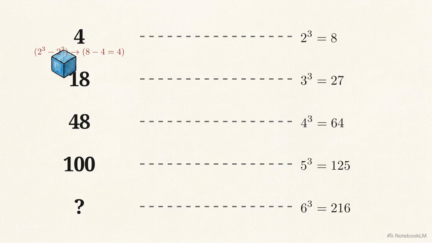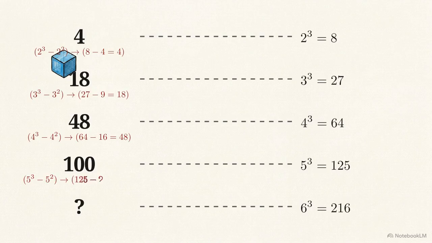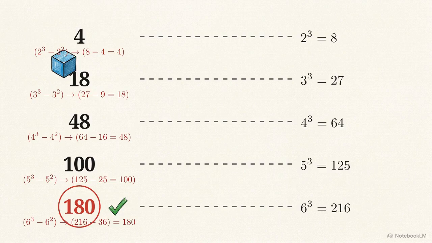If we compare these to 8, 27, 64, and 125, we see they all fall short by a very specific amount. The deficit for each term is actually the square of its position. For the first term, 2 cubed is 8, and subtracting 2 squared, or 4, gives us 4. For the second, 3 cubed is 27, and subtracting 3 squared, 9, gives us 18. This n cubed minus n squared pattern continues. 64 minus 16 is 48. 125 minus 25 is 100. For the final number, 6 cubed, or 216, minus 6 squared, or 36, gives us 180.